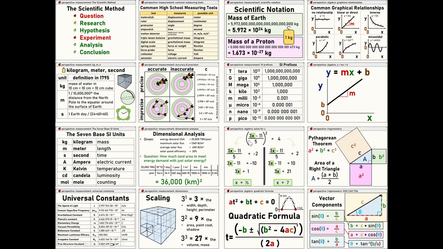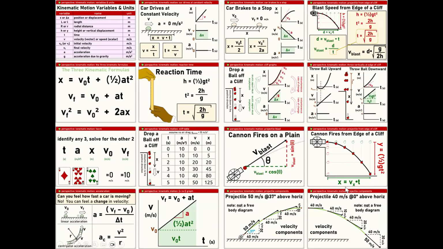You guys remember we started with these silver banners, right? There's measurement, geometry, algebra. You've got a little trigonometry down here, sine, cosine. Then for a few weeks we were doing these red banners. This is kinematic motion. We got drop a ball off a cliff type linear motion, car starts, car brakes to a stop. Then we went over to projectiles. We got cannons firing cannonballs. Took these launchers out to the balcony.